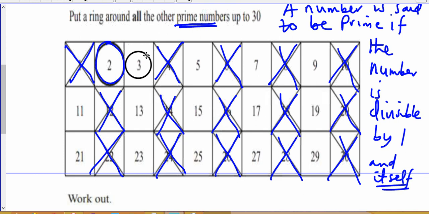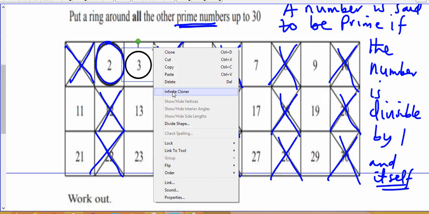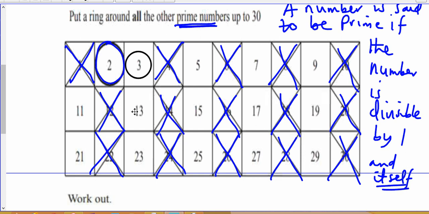Put a ring. Now let me do infinite cloner for that. Yes, put a ring around all the other prime numbers up to 30.